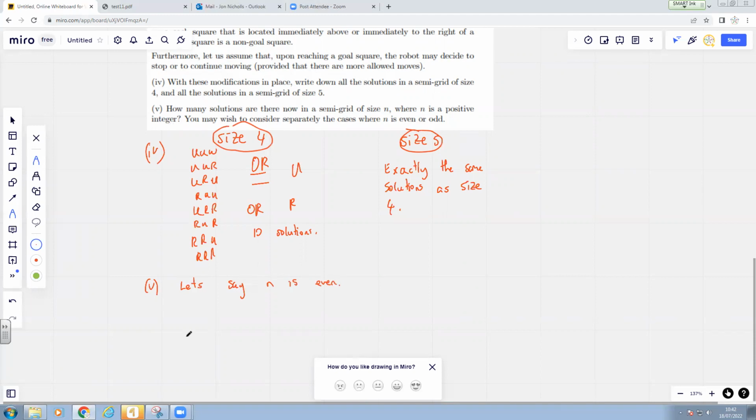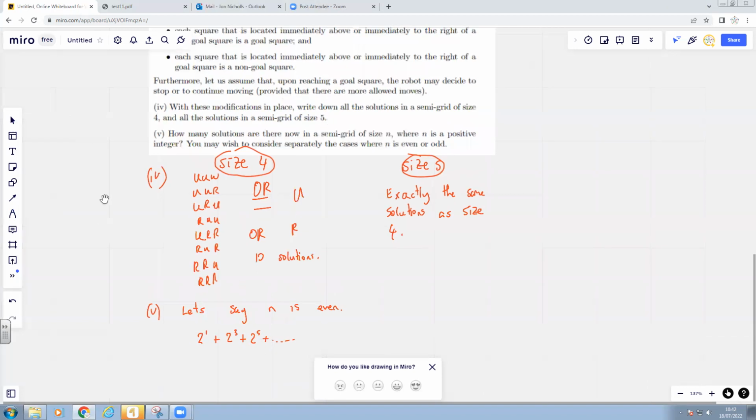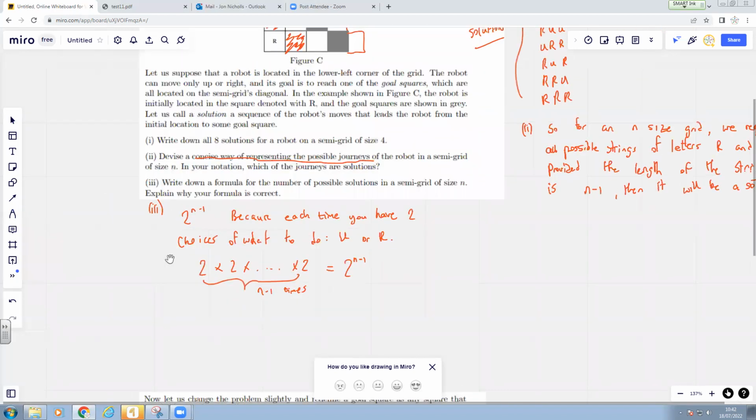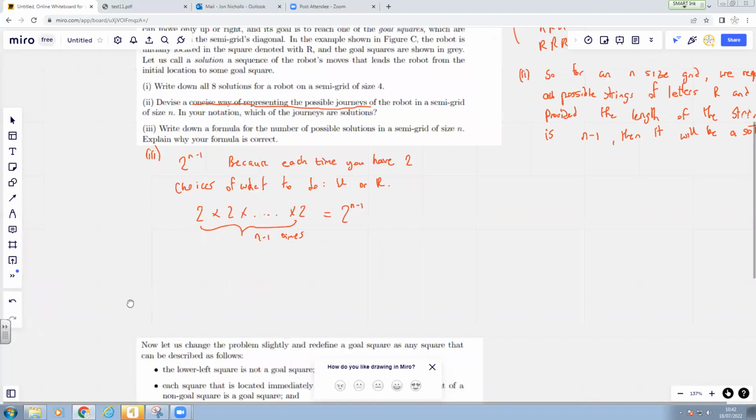Okay, what have we got? Well, we're clearly doing 2 to the power of 1 plus 2 to the power of 3 plus 2 to the power of 5. Yeah. Because we'll be adding up 1, then 8, then 32. And this really stems from our answer up here that there's 2 to the n minus 1 ways of getting to each diagonal of goal squares.